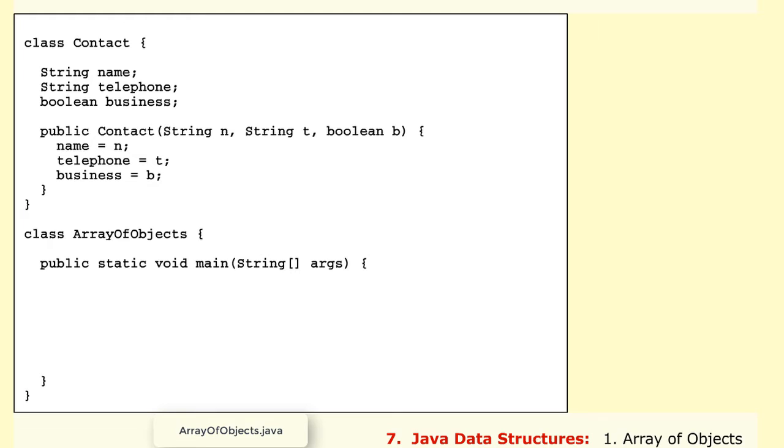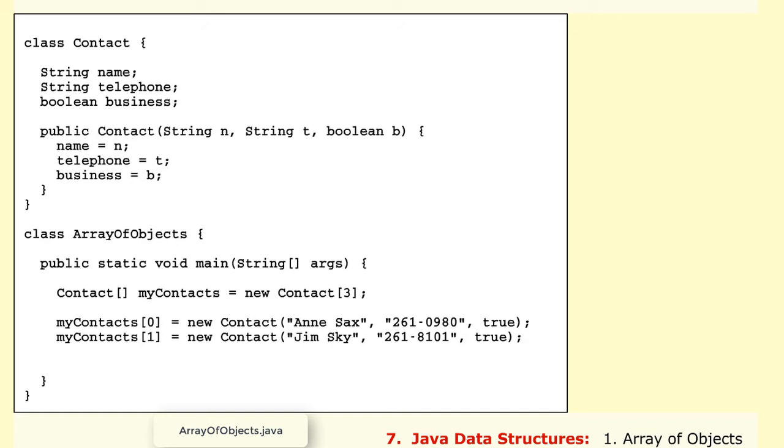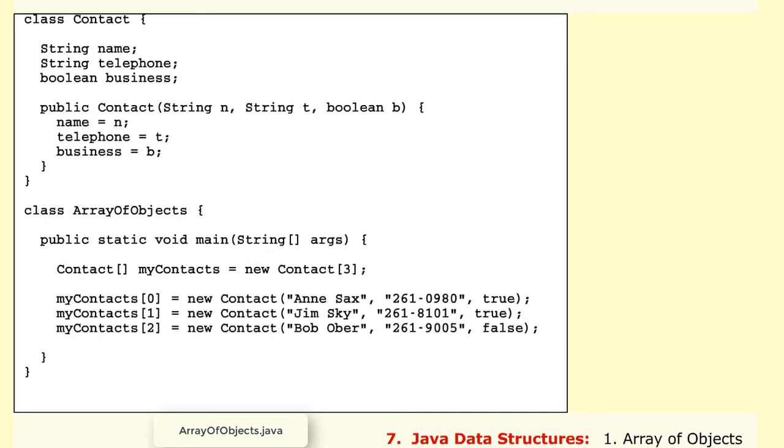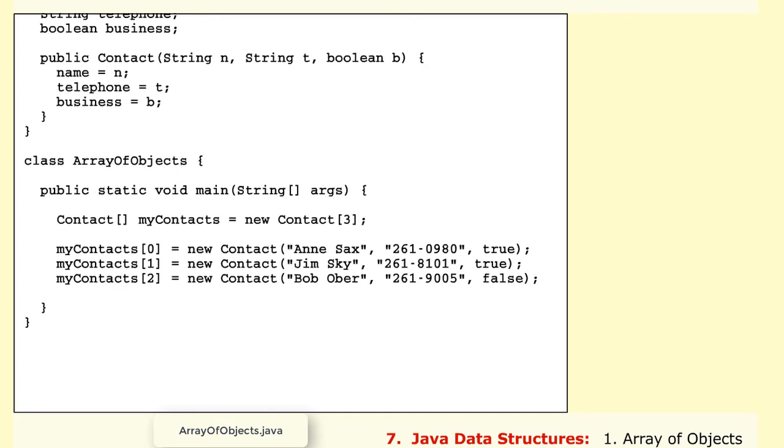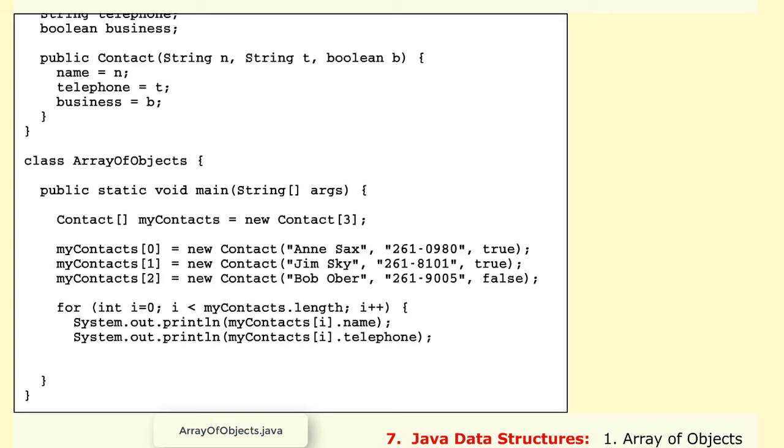Let's use this class in an application. Here we create an array of 3 contact elements. Let's instantiate a few objects and add them to the array. Now let's go through the array to retrieve them. Let's compile.